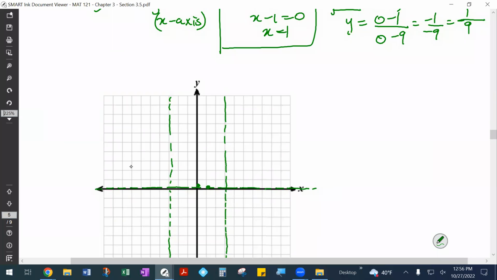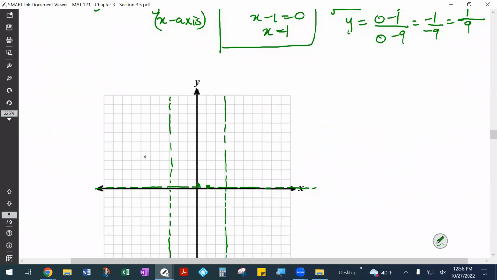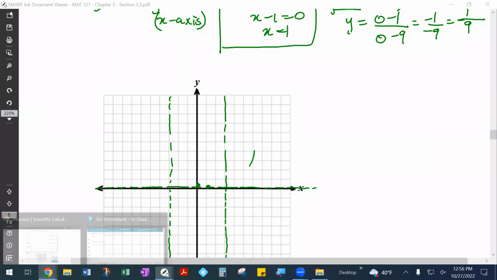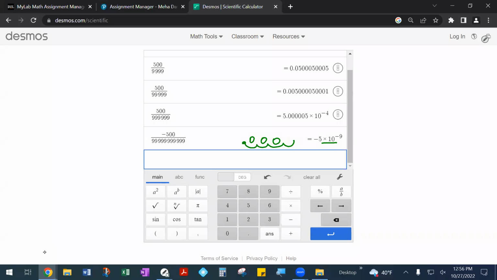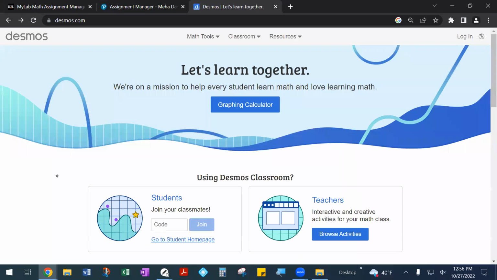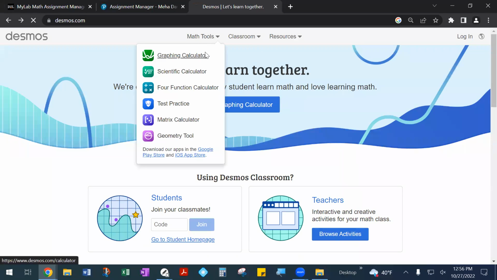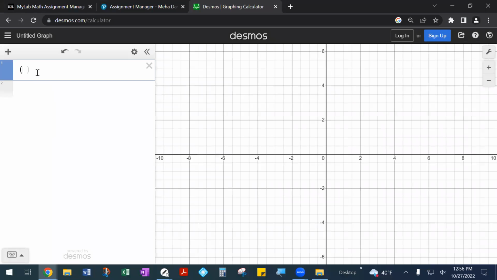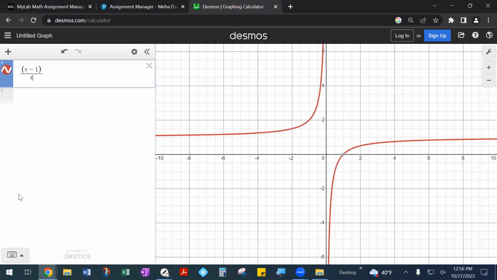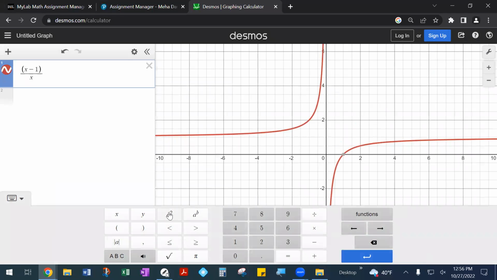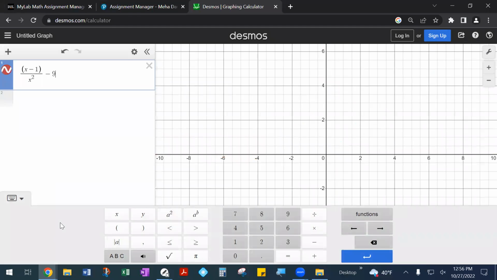As you can see, we're going to need a lot of points to graph this. We would need to know the points on each side: on this side, in the middle, and on the right-hand side. What would all of that end up looking like? Okay, so we had x minus 1 on the top divided by x squared minus 9.